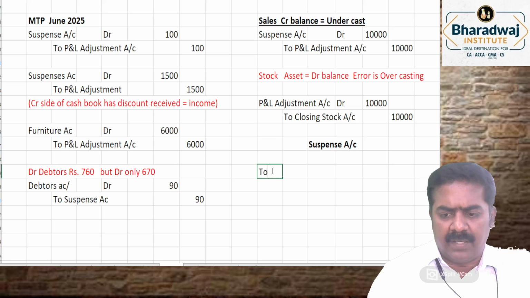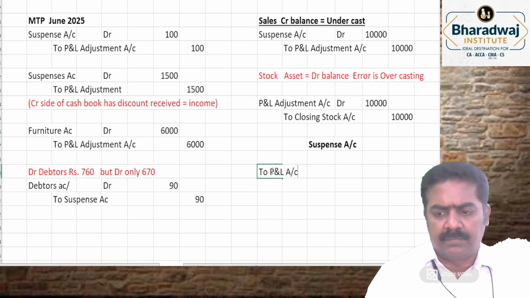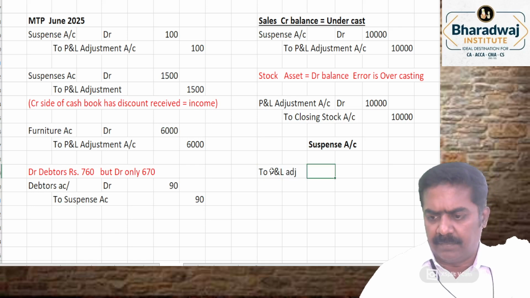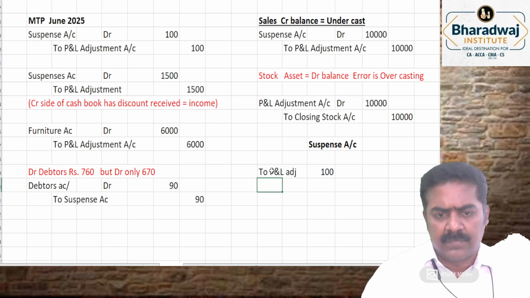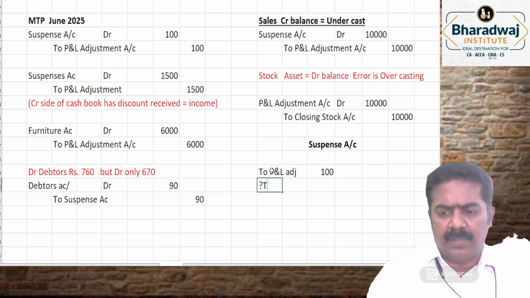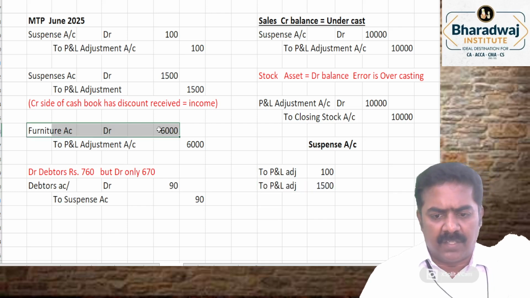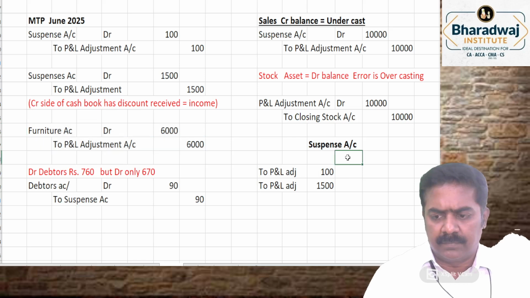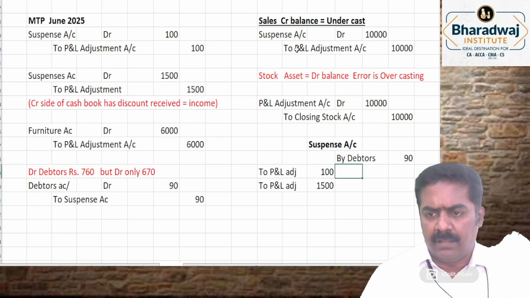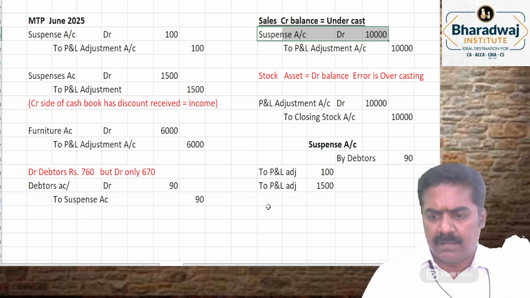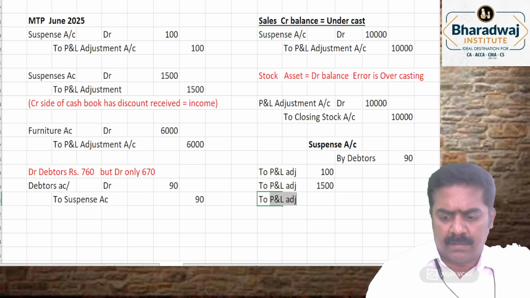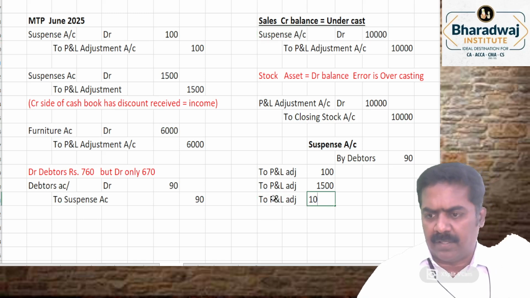To P&L adjustment 100. To P&L adjustment 1,500. Next, this will not affect. By debit, how much? 90. To P&L adjustment 10,000.